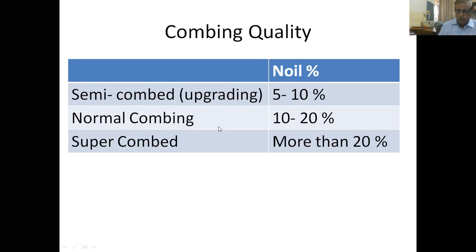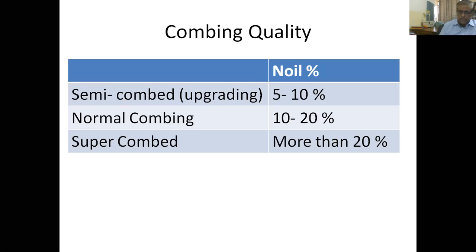Now the question comes: how much noil or waste should be extracted? Noil and waste are the same thing. Noil means waste extracted at the comber machine. In interviews it is generally asked how much noil should be extracted. It depends upon our requirement, the requirements of the fabric, the waste present in the cotton, and which quality of cotton you are using. So combing can be of 3 types: semi combing, normal combing, and super combing.